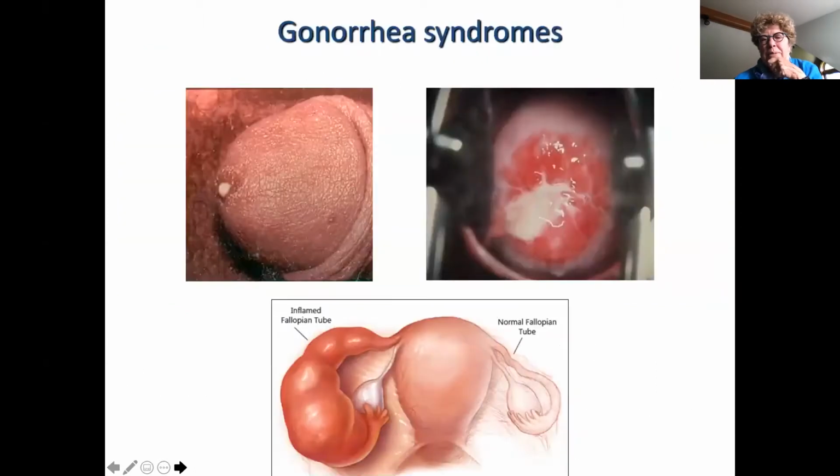Just wanted to remind people of the fact that gonorrhea, I think many of us know this, but just as a reminder, when symptomatic, it tends to be a purulent urethritis, sometimes cervicitis, and we really are trying to interrupt ascending disease with disease of the fallopian tubes.